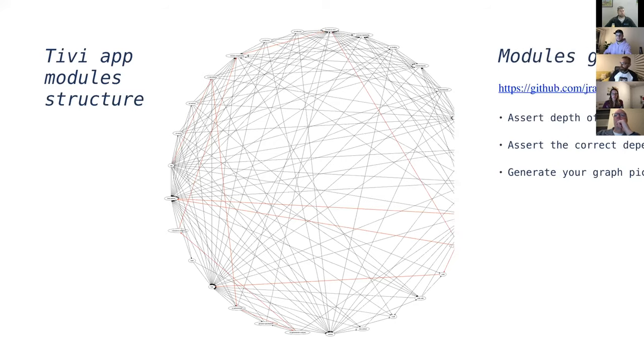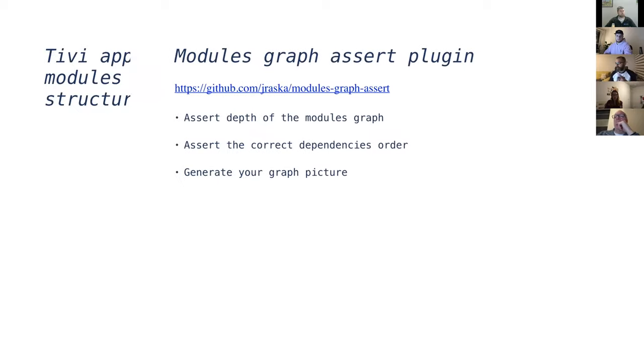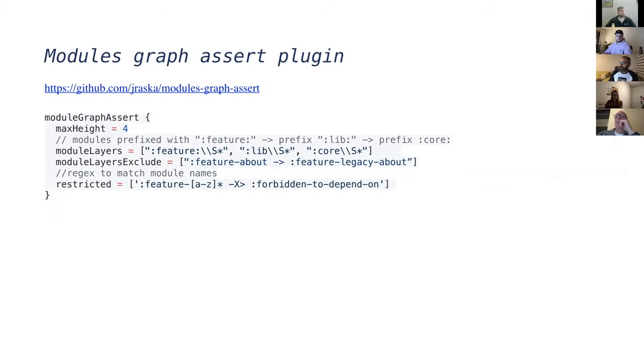There's actually a nice plugin, called Graph Assert plugin, and it's a bit basic, but it gives you an idea about what it can do. It will assert your dependency configuration, and it will assert the depth of your module graph. It will also assert your correct dependencies order and extra functionality. It will generate this picture that you saw before, but that's not the topic here. And this is an example of the configuration.